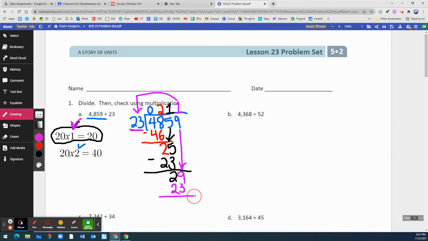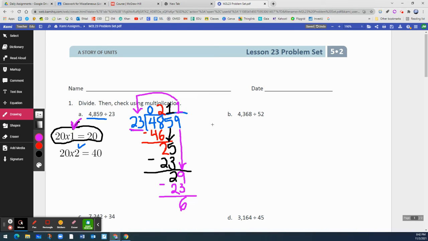Okay? And now we're going to subtract 23 from 29. And on this one, don't borrow, just count up. 23, 24, 25, 26, 27, 28, 29. So the difference between 23 and 29 is 6. So this is a remainder.